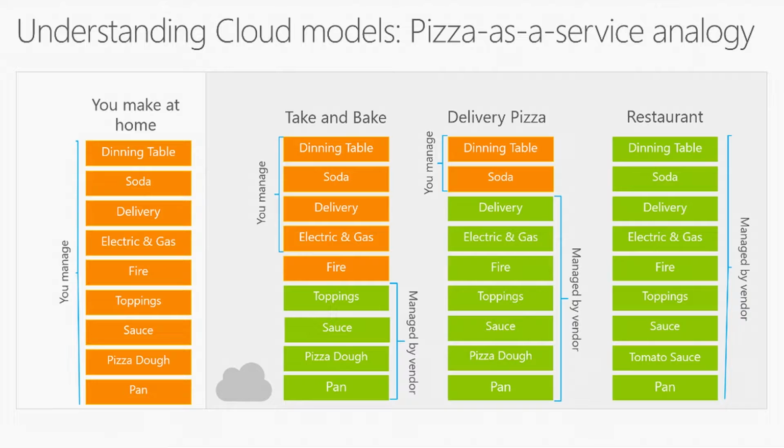The first is pizza you make at home. This is similar to having your own data center, where you deploy and manage everything. For pizza, this would be getting the pizza pan, the sauce, and the toppings, cooking it, and delivering it to a table to be consumed.